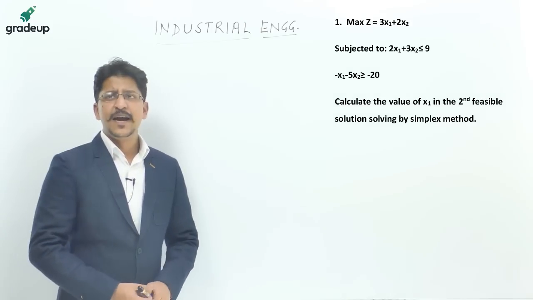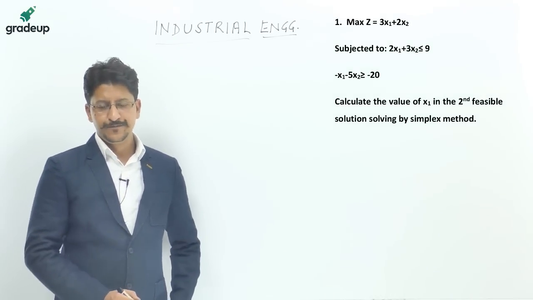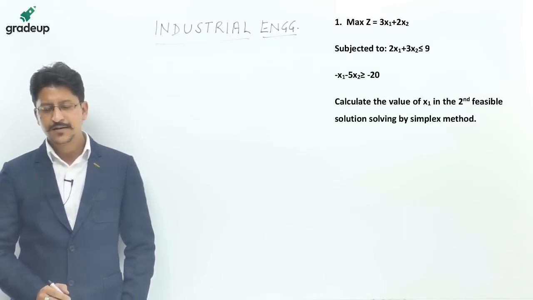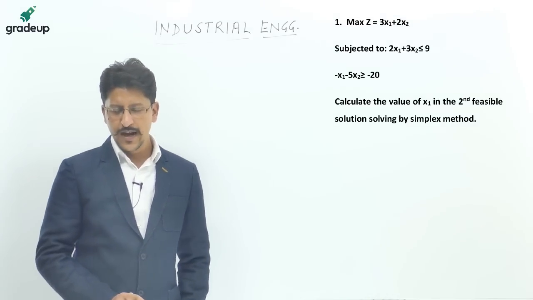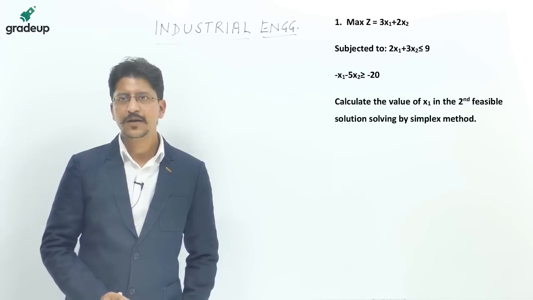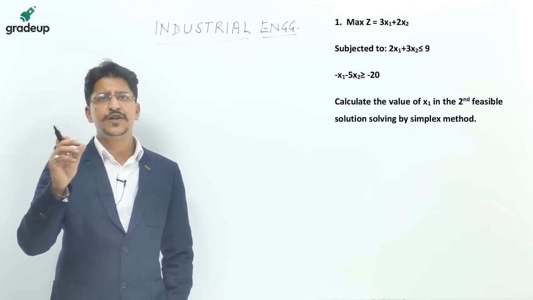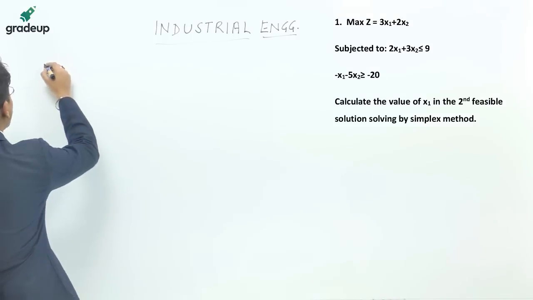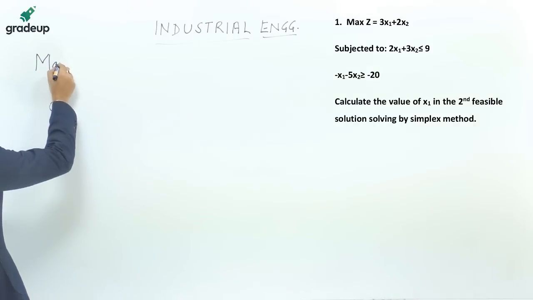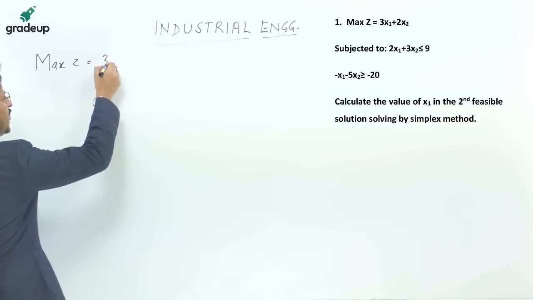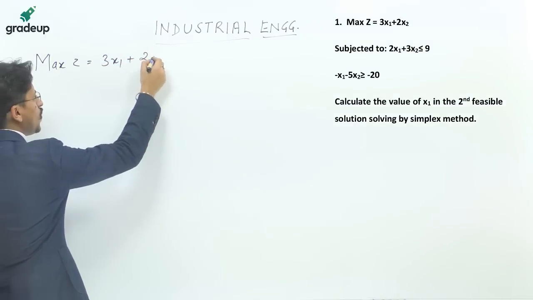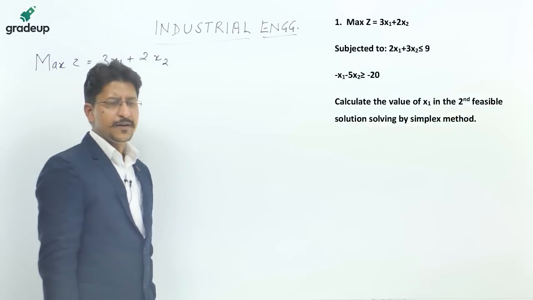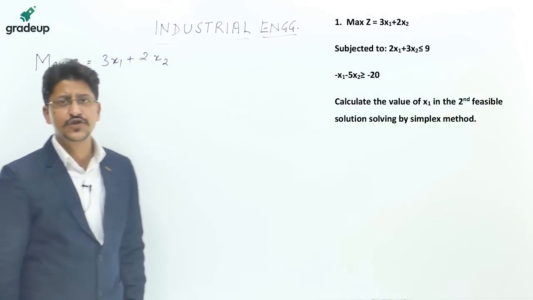First of all, the equation that has been given as the z equation is the equation which we need to maximize or minimize. In this case, it is a maximization problem. So we need to maximize z equal to 3x1 plus 2x2. And the other two equations which are given are known as the constraint equations.